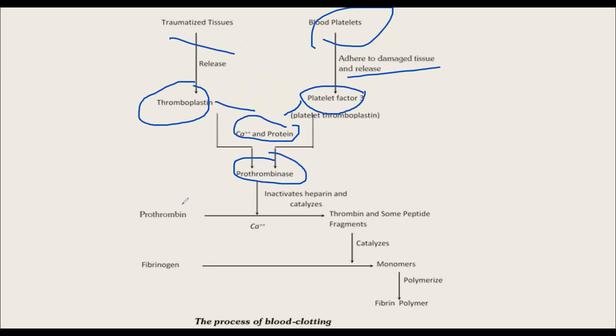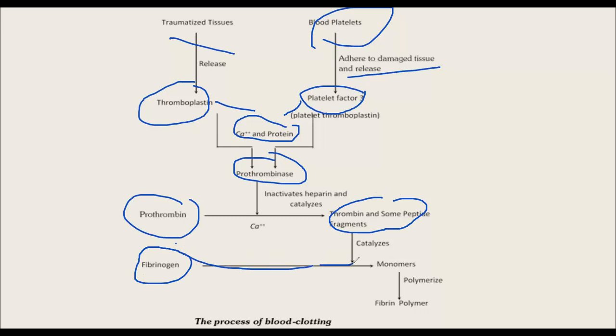This thrombin will convert the prothrombin into thrombin and some protein molecules, that is peptide fragments, which will bring about the rescue of the fibrinogen. They all will come at the place wherever there is this injury, where all this activity is taking place. They will convert themselves into monomers and then polymerize into fibrin polymer. Just what we saw in the video right now.